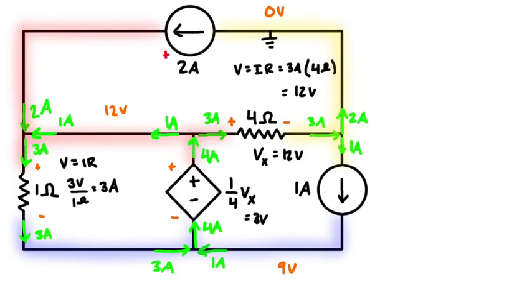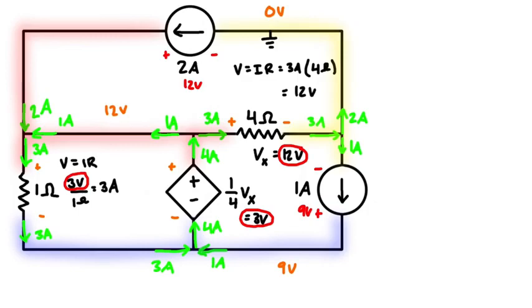Okay, so that does mean that the voltage drop across this top power source is going to be 12 volts. The voltage drop across the other independent power source is going to be 9 volts as we go basically from 9 to 0. The voltage drop across here we already have is 12 volts, so let's just indicate that here. The voltage drop across the dependent power source is 3 volts, and then also the voltage drop across this resistor is 3 volts.